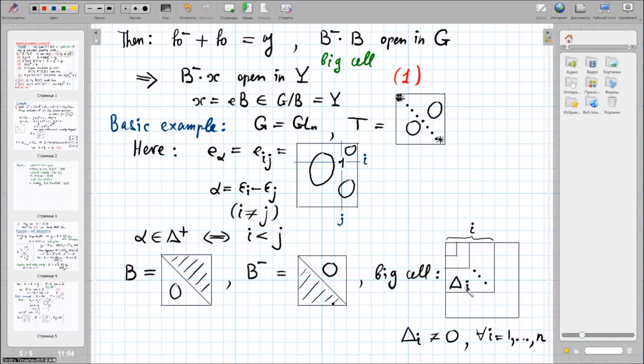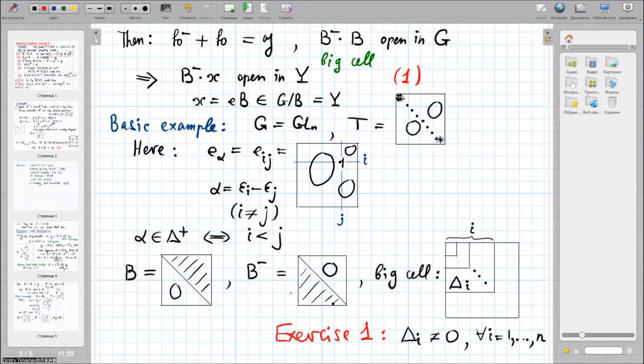So it is an exercise for you to check that. Let me write it down. Exercise 1: check that these conditions are equivalent to saying that a matrix is a product of a lower triangular non-degenerate matrix and an upper triangular non-degenerate matrix.